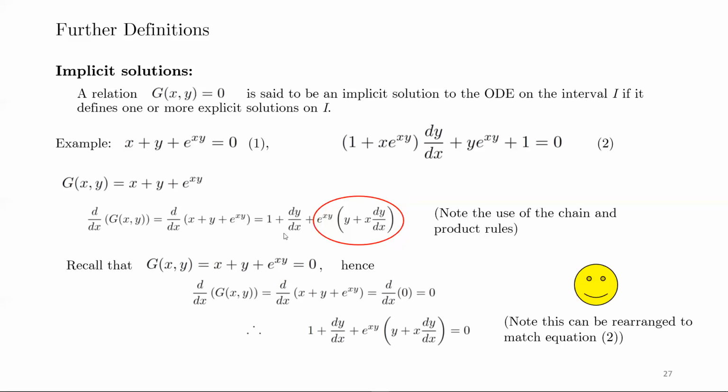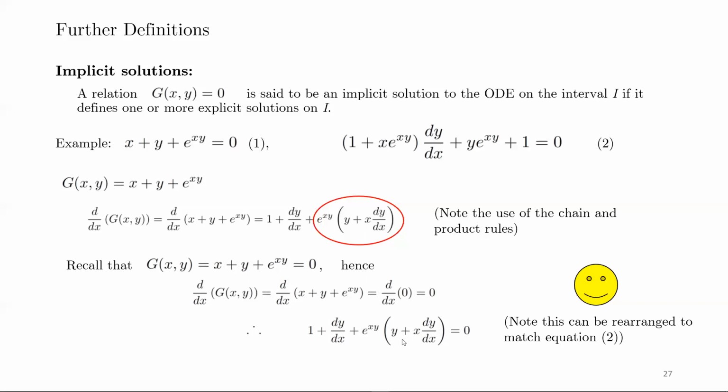So we have 1 plus dy by dx plus e to the xy times y plus x dy by dx, and that thing has to be equal to 0. You can easily rearrange this to show that it matches equation 2 up the top here, our first order nonlinear ODE. And you can see that if you just look at the dy by dx terms, well, we have 1 here, and over here we have e to the xy times x, lots of them.